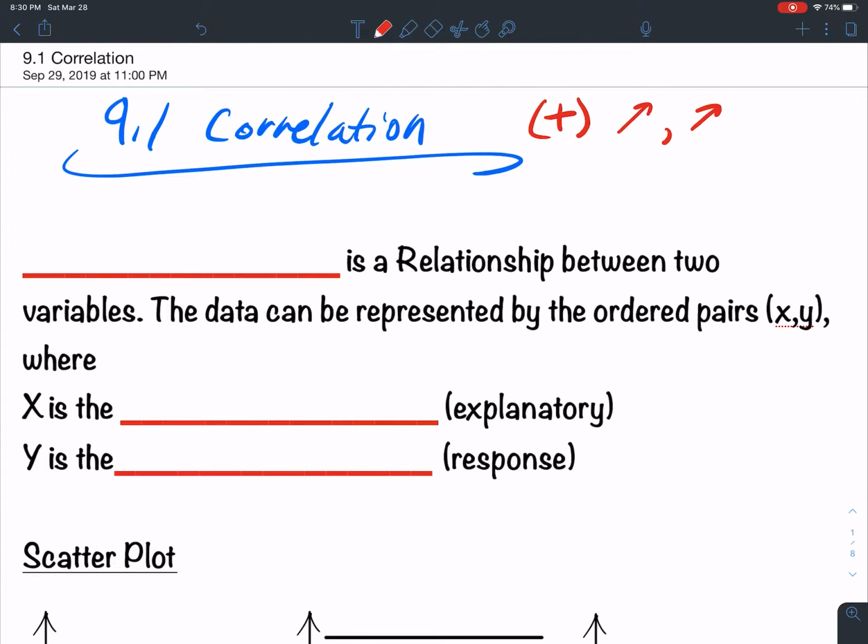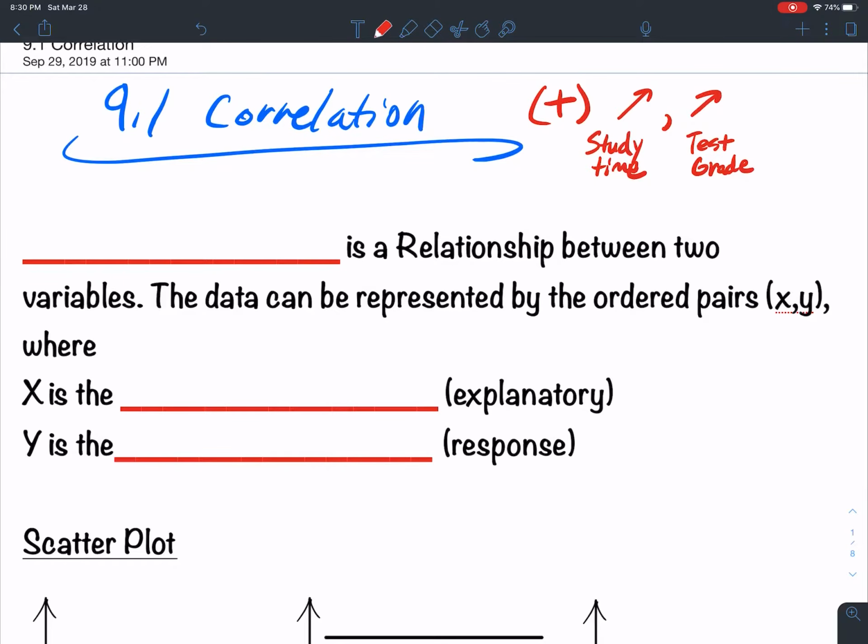So, a scenario where that might be the case, you could have study time, how much time you spend studying, and then your test grade. Maybe that's positively correlated, right? Maybe it's not, I don't know. But the more you study, the better you make on your exam grade. That would be a positive correlation.